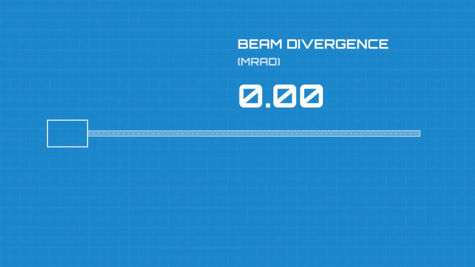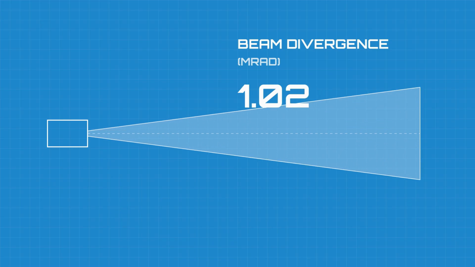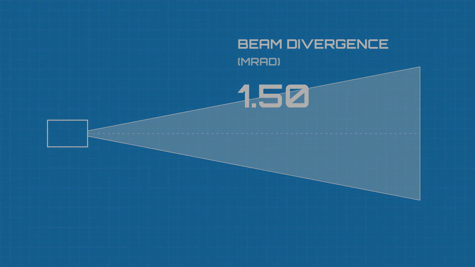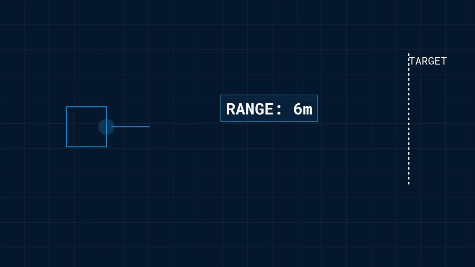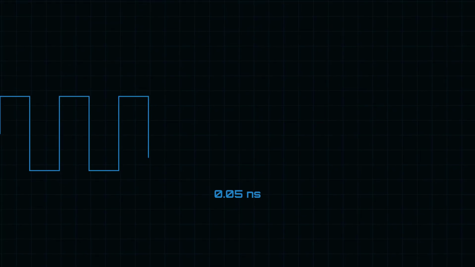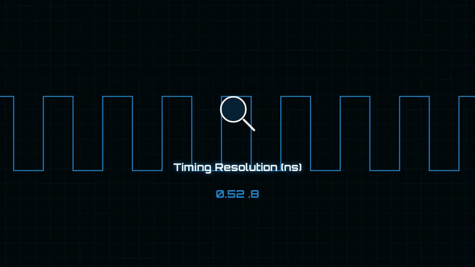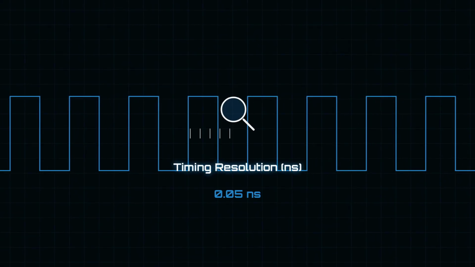Next, we need the beam divergence in milliradians. This represents how much the laser beam spreads as it travels. Then we enter the range in meters, the distance to your target. Finally, input the timing resolution in nanoseconds. This is the precision of your LiDAR's time measurement system.